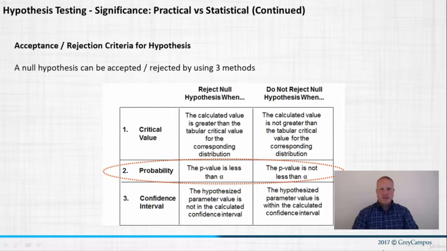If p is less than the alpha value, then we're going to reject the null hypothesis. If p is greater than the alpha value, then we are going to fail to reject the null hypothesis. Again, this goes back to the court of law where you are either proven guilty or not guilty. You're never proven innocent.